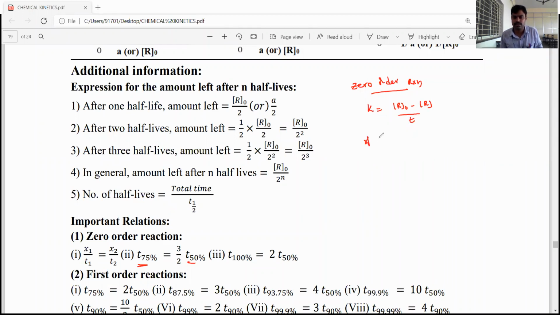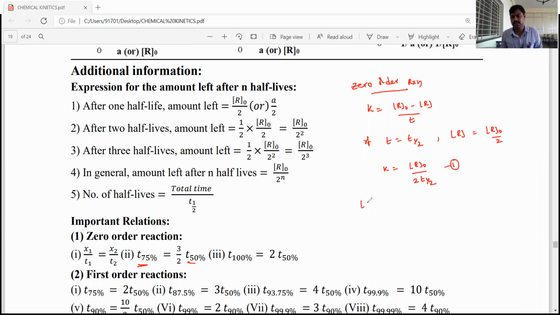If time T is equal to T half, then R is equal to R naught by 2. Okay, it's very clear, dear students. R is equal to R naught by 2. Then K is equal to, you just have to substitute, R naught by 2 by T half, we'll get. This is the first relation.